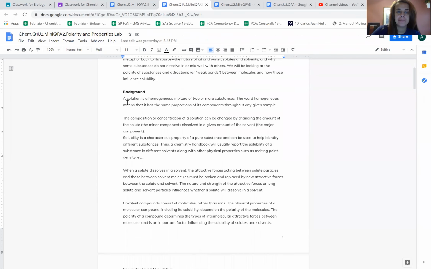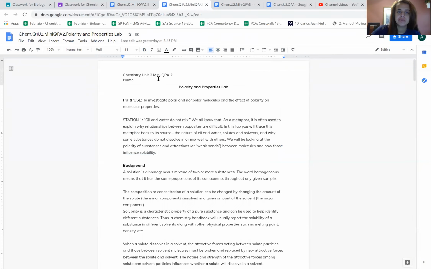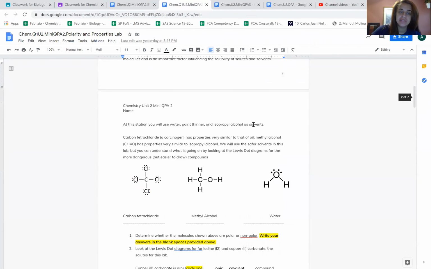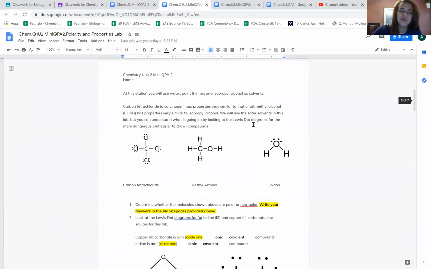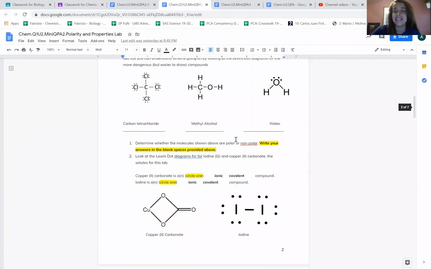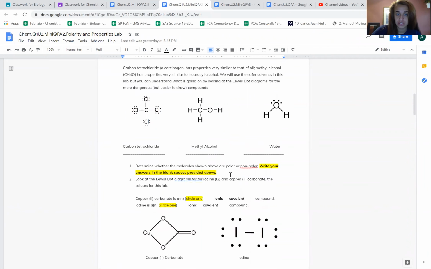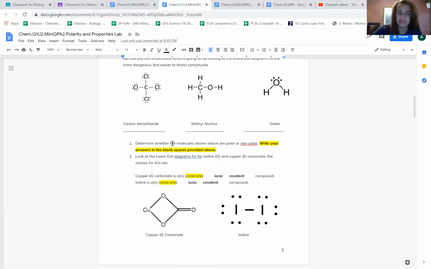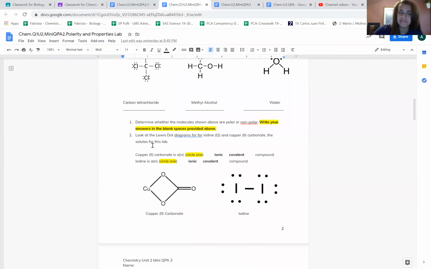So read the background information. It tells you all about what this lab is, the Polarities and Properties lab. You are going to answer the highlighted parts, so make sure you answer these highlighted parts. So deciding if these are polar versus nonpolar. Remember what we talked about for polar versus nonpolar. Same thing with these, ionic or covalent.